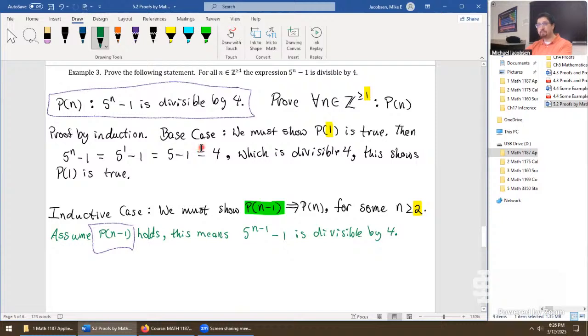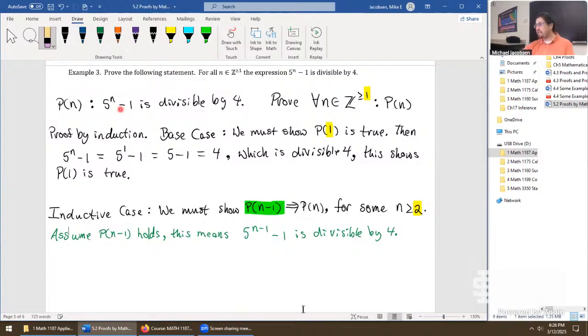The base case sometimes does require some creativity, but a lot of times it's just a really fast verification. The inductive case always goes like this, and once we've made the assumption P(n-1) is true, now we have some creativity that we have to use. But this is a concept that's pretty close to what we were doing in sections 4.2, 4.3, like we mentioned. If you say 5^(n-1) - 1 is divisible by 4, then here's your immediate consequence.